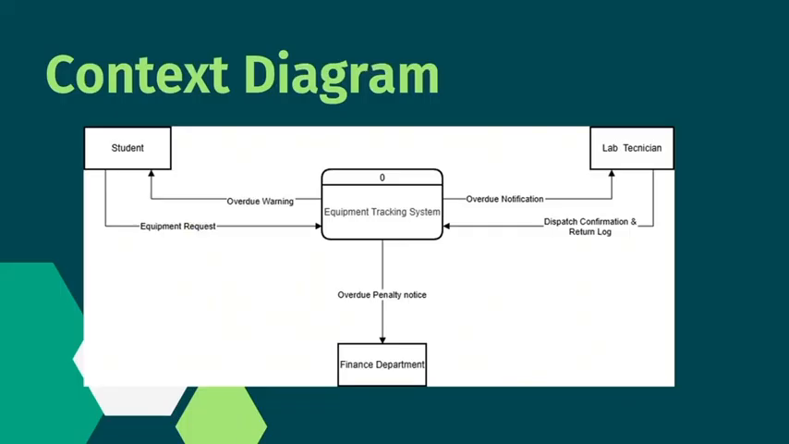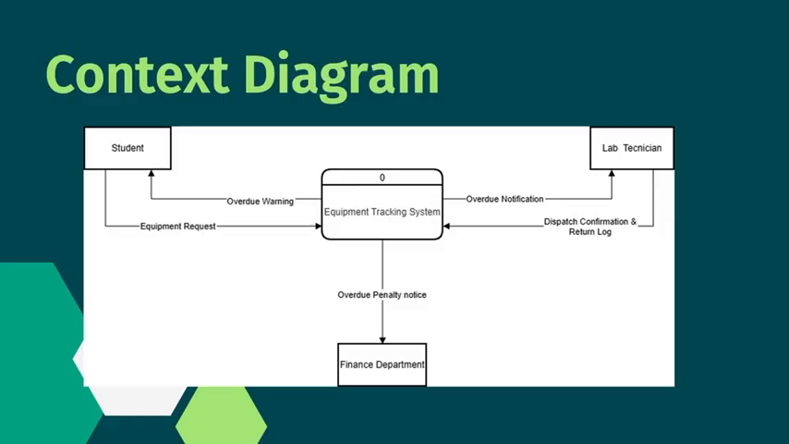Now, let's start with the context diagram. We show the single system black box and interaction with the outside world. We have three external entities interacting with our system. First, the student. They submit an equipment request. In return, they receive an overdue warning if they are late and an overdue penalty notice.